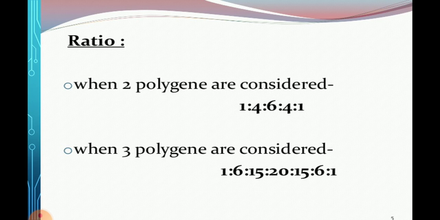If we have three polygenes, we can have 20 as mulatto, and on one side 15 is darker, then 6 darker than that, and 1 is the darkest color. On this side we have a lighter 15, and a still lighter 6, and 1 is the lightest color, that is albino.